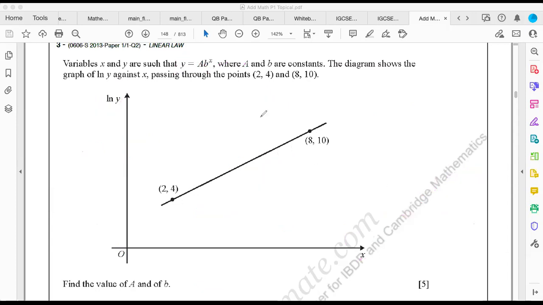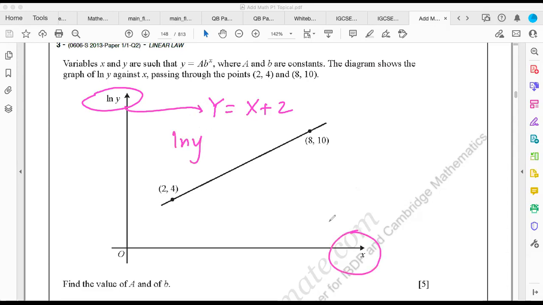So what would be our approach? In that case, I'm going to just write down the equation Y equals X plus 2 as we got. Now you see what is substituted on the y-axis. On the y-axis, ln y, and on the x-axis, it's x. So ln y equals x plus 2. Now you make y the subject of the formula. So y will be e to the power x plus 2.